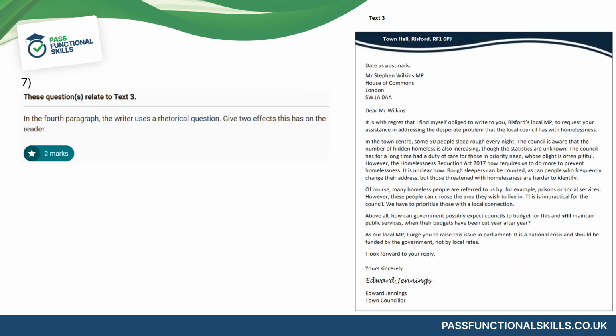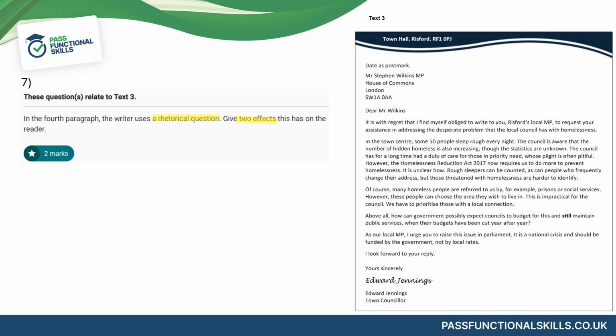Question 7. In the fourth paragraph, the writer uses a rhetorical question. Give 2 effects that this has on the reader. Okay, so this is a language features question asking us about the effect of rhetorical questions. Now, we need to obviously know what a rhetorical question is and what the usual effect is, but we also need to apply it to this context here. It's not enough to just give a generic effect of a rhetorical question. We need to see what effect it's giving in this text.